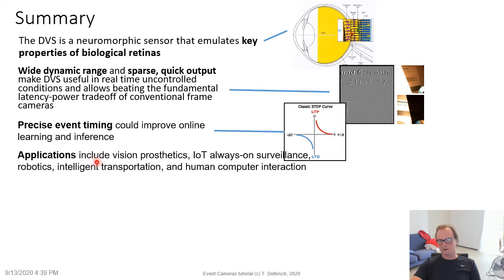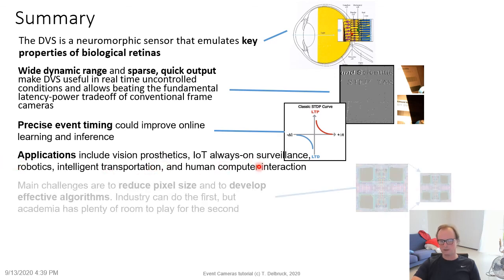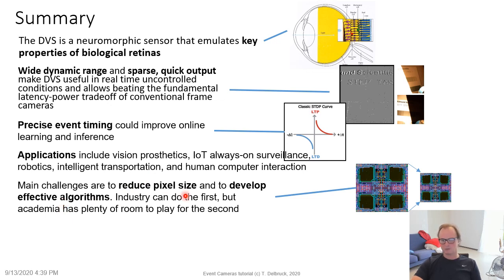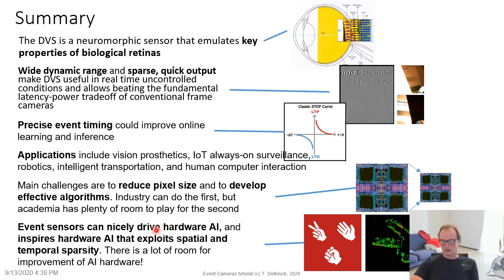The applications of DVS include vision prosthetics, Internet of Things, always-on surveillance, robotics, intelligent transportation, and human-computer interaction. The main challenges are still to reduce pixel size and to develop effective algorithms. Industry can do the first thing, reducing pixel size, but academia has plenty of room to play for the second. I believe that event sensors can nicely drive hardware artificial intelligence, and for us especially, it inspires hardware AI that exploits spatial and temporal sparsity. There's a lot of room for improvement of AI hardware.